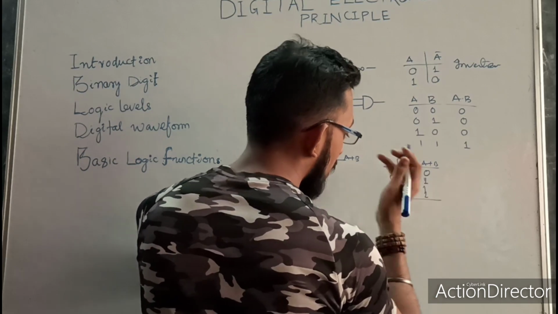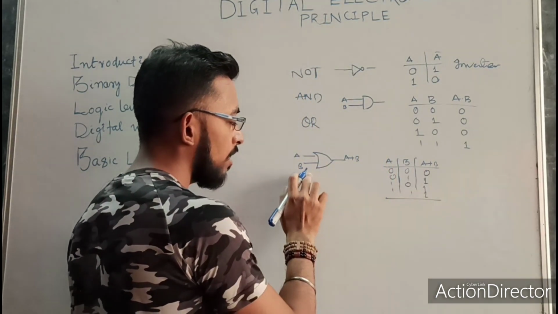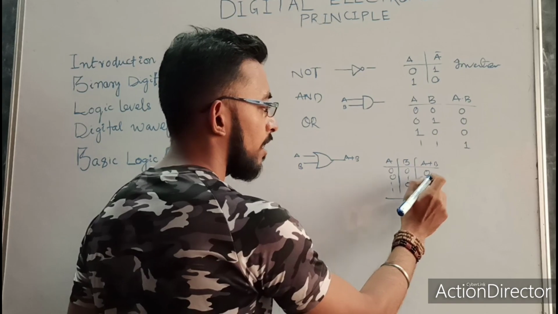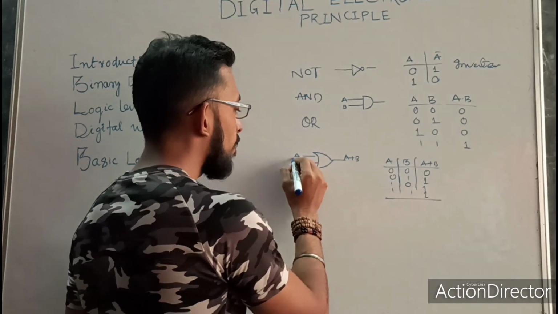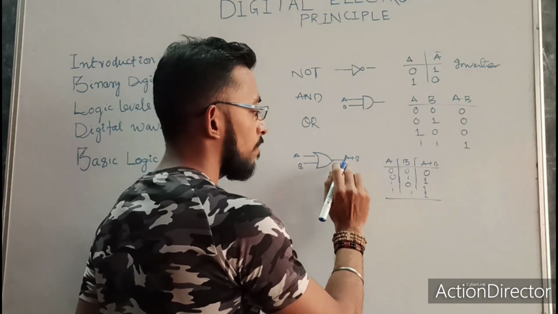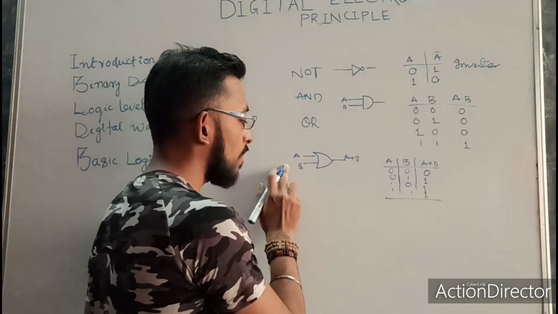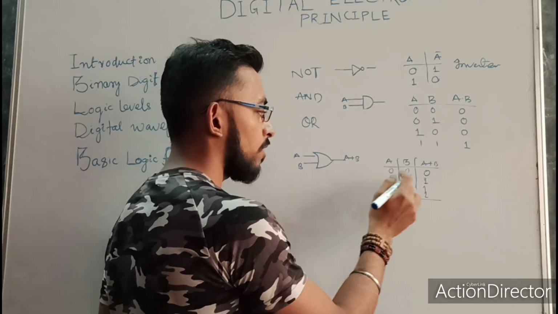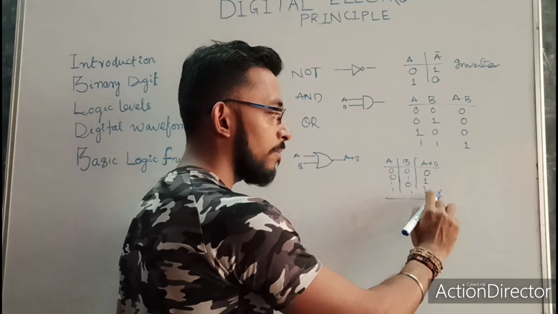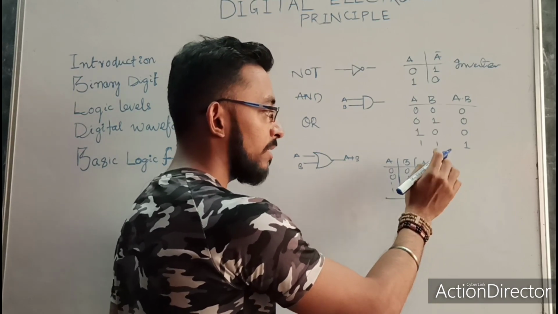It means if either of my inputs is 1 or both are 1, in any case the output will be 1. And if both my inputs are 0, then my output is 0. It means when both inputs are low, the output is low, and in all other cases my output will be high. 1 means I am representing high. 0 means I am representing low.